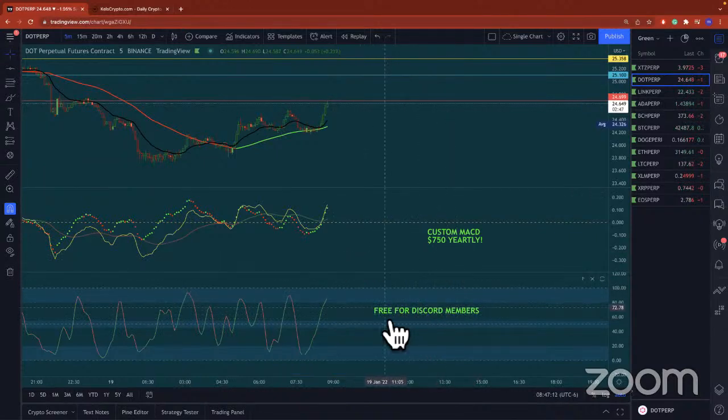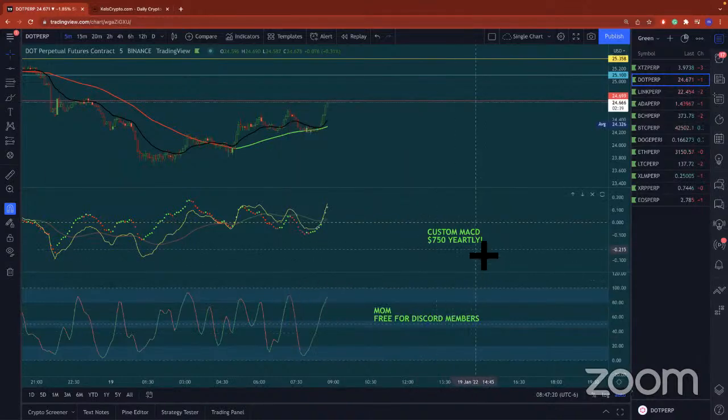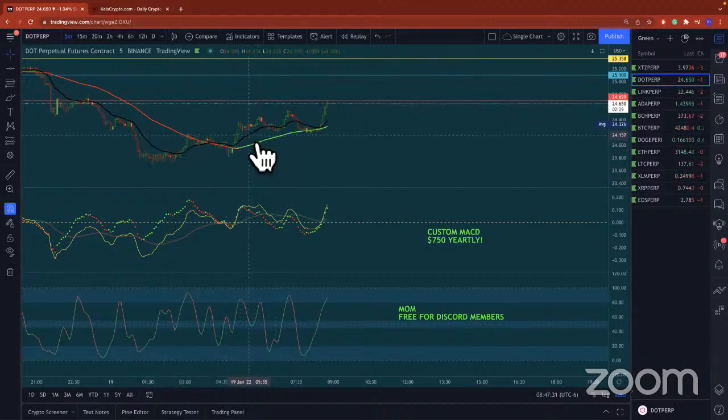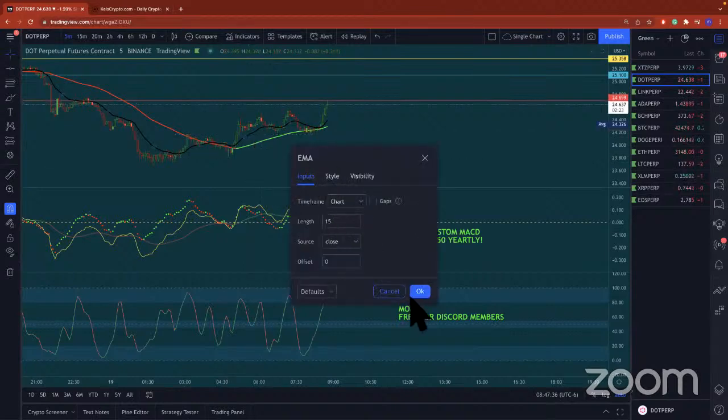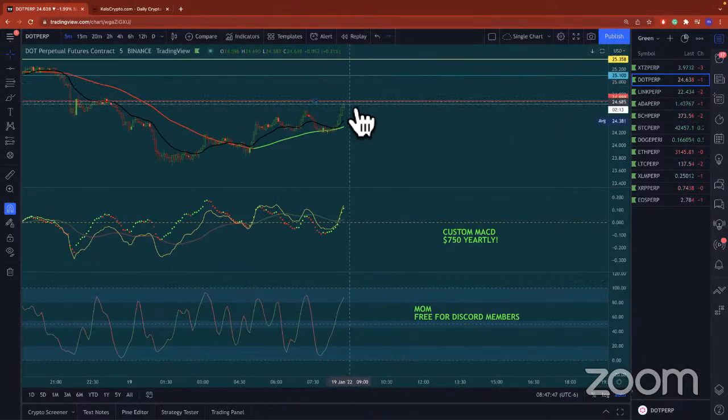All right. So we have our, oh, I need to mark what it is. This is the MOM, the momentum indicator. And this is just a trend EMA set for 50, and this is an EMA 15. You click on it, EMA 15. It's nothing special. You can get those anywhere. But there it is. Those are our indicators. We have our lines marked. It looks like we're trying to get rejected from that EMA on the 2-hour chart.